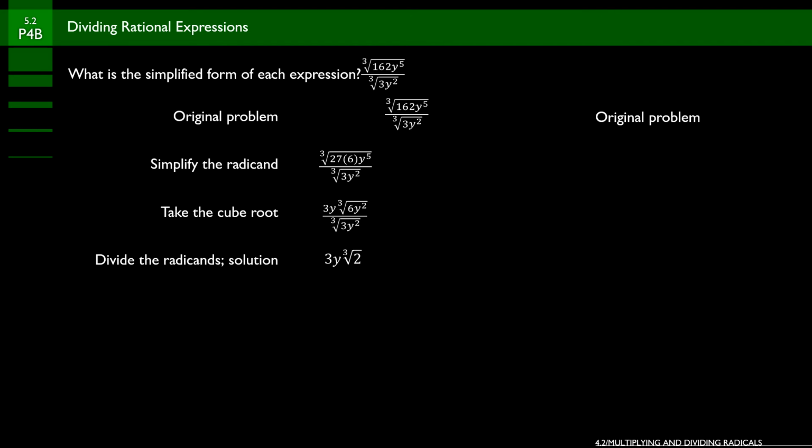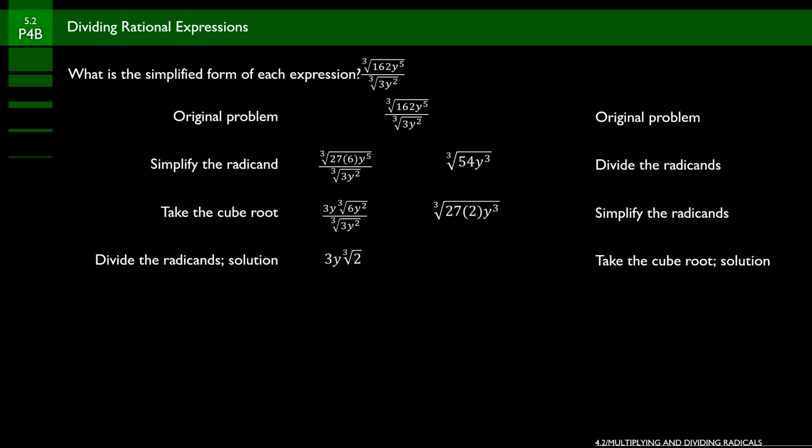If we do it the other way, which is to divide the radicands first, 162 divided by 3 is going to be 54. Y to the 5th divided by y squared is y cubed. So now what is a perfect cube factor of 54? 27 times 2. So you get the cubed root of 27 times 2y cubed. The cubed root of 27 is 3. The cubed root of y cubed is just y. So then you're left with the cubed root of 2 inside the radicand, or the cubed root of 2 next to 3y. So your solution is 3y cubed root of 2. Again, you see that it doesn't matter which method you use, you're going to arrive at the same answer.